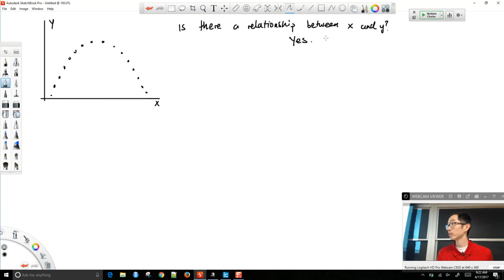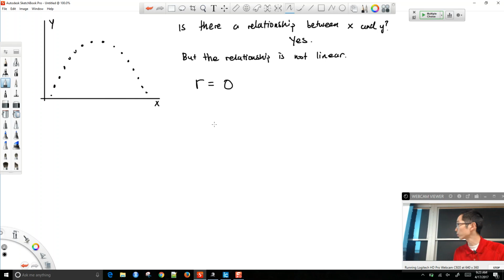Yes, question? What if there's a flat, straight line? Oh, okay, yeah, I'll get to that also. But the relationship is not linear. So over here the correlation would be 0, and in this graph the correlation will be 0. So even though R is 0, there is a relationship. It's just not linear.